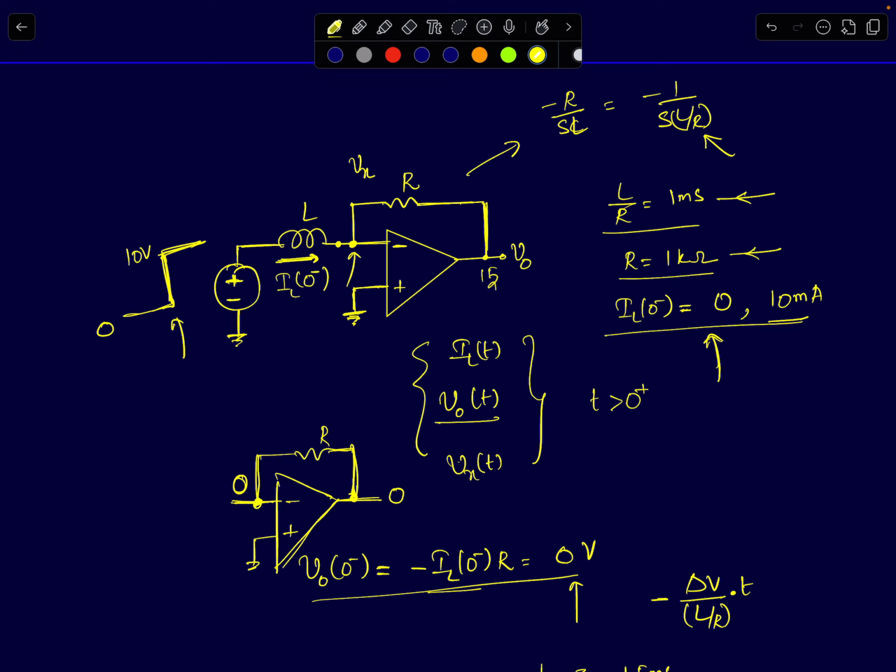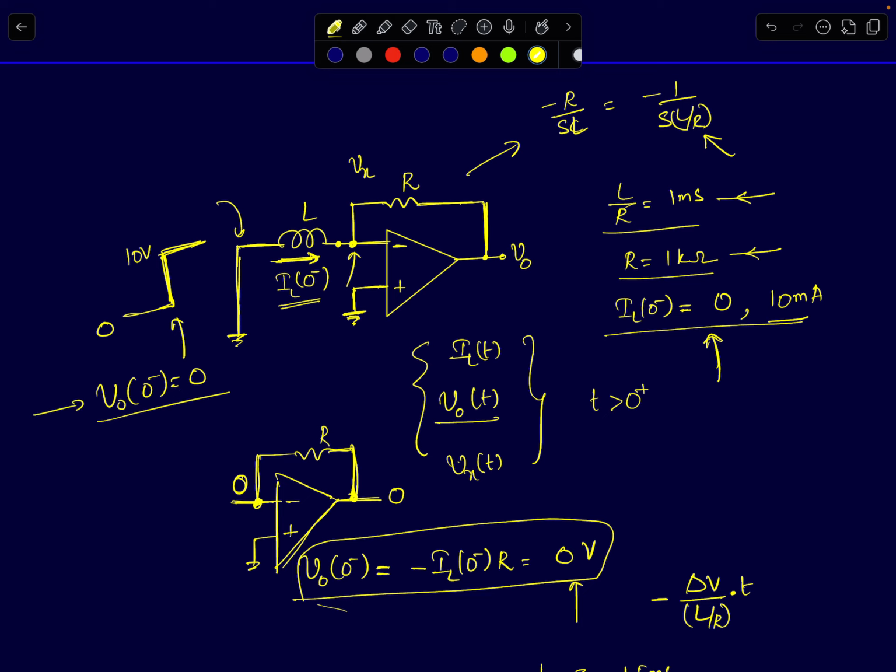Whenever you are trying to find this output voltage, first we need to know its initial value. Since it's a step input, initially the value is 0. Then suddenly at t equal to 0, the voltage jumps to 10 volts. Initially it is at 0 volts, so the steady state current flowing through the inductor, we will call IL of 0 minus. The output voltage V naught is simply minus IL times R. Since IL of 0 minus is 0, the output voltage initially is also 0.